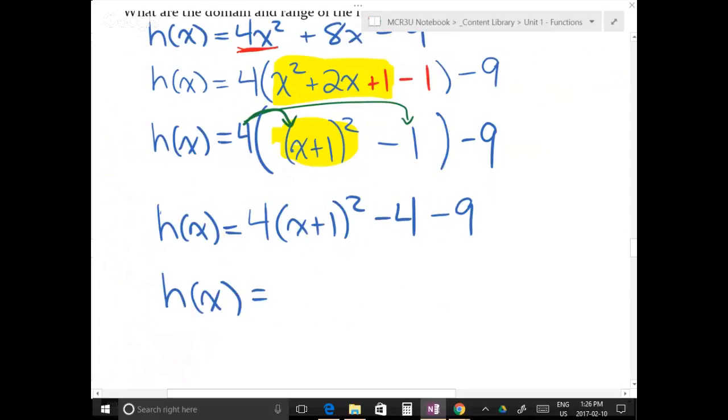And then can we simplify that one last time? Yeah, what's negative 4 minus 9? No. Negative 13 is right. That's okay. The form's not. That's okay. Don't worry about it. x plus 1 squared minus 13.